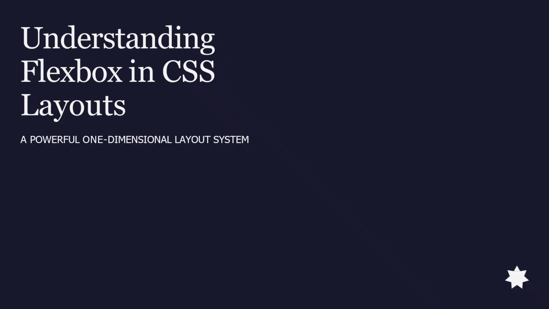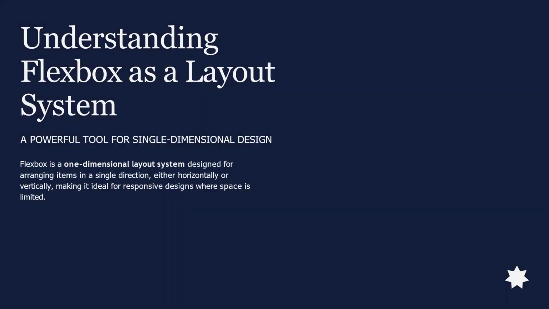Understanding Flexbox in CSS layout. Let's start with Flexbox. Flexbox is a one-dimensional layout system. This means it works in a single direction at a time, either horizontally or vertically. It is ideal for creating responsive layouts where items need to be adjusted automatically based on available space.